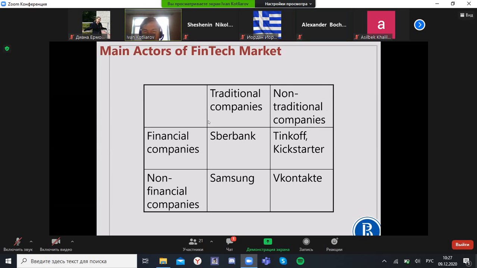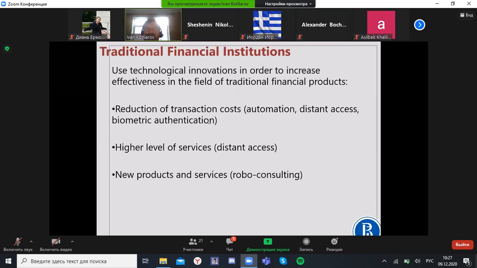Okay, so ladies and gentlemen, traditional financial institutions, why do they implement digital technologies?